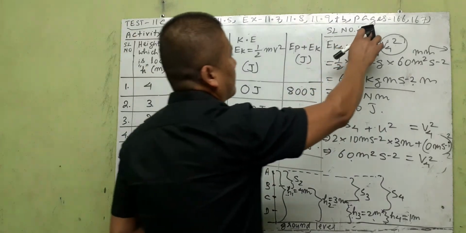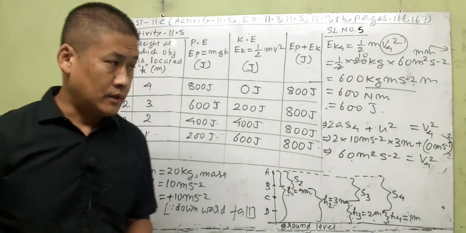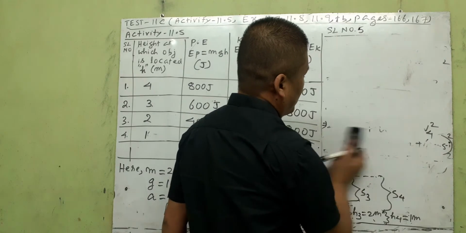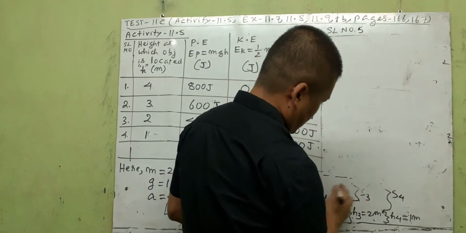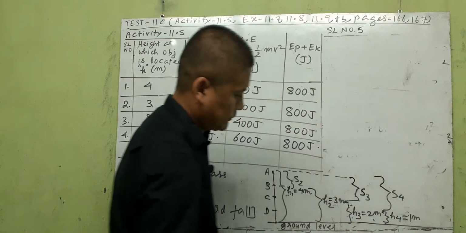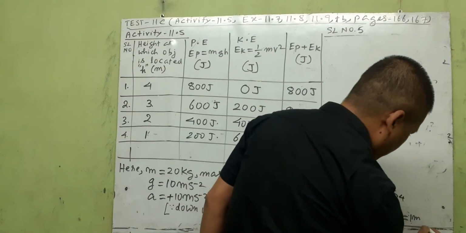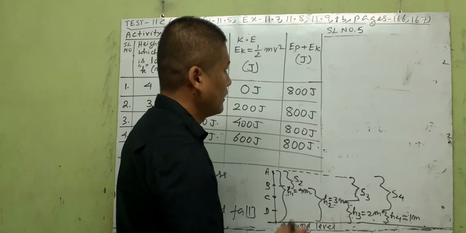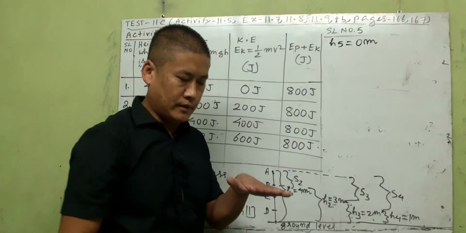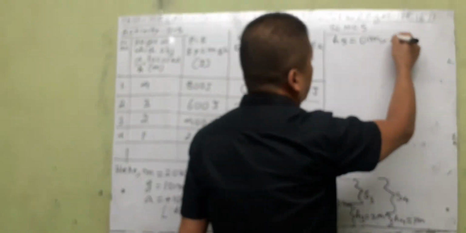The last, serial number 5. When the object reached the ground immediately, what is the potential and kinetic energy? So we have to calculate the potential and kinetic energy at different points in this question. And finally, when the object is reaching the ground, here on the ground level, H5 is 0 meter. Ground reaching means there is no distance above ground. H5 is simply 0 meter, the height above the ground.